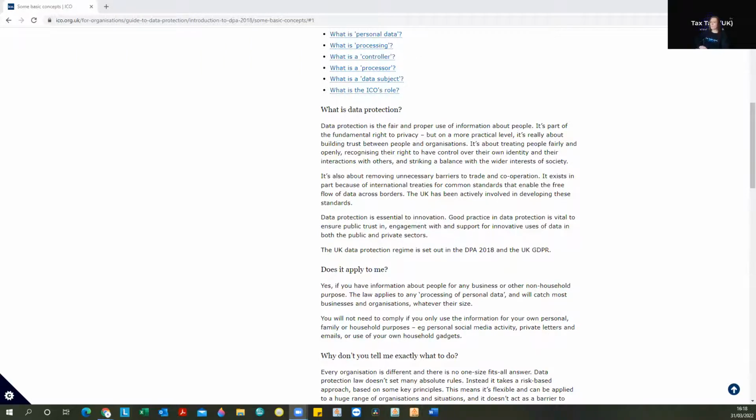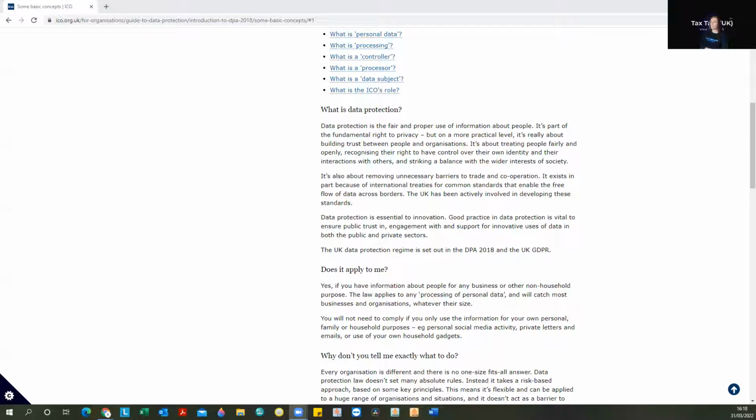On the ICO website, the ICO described what is data protection. Data protection is the fair and proper use of information about people. It's part of the fundamental right to privacy, but on a more practical level, it's really about building trust between people and organisations. It's about treating people fairly and openly, recognising their right to have control over their own identity and their interactions with others, and striking a balance with the wider interests of society. It is also about removing unnecessary barriers to trade and cooperation.